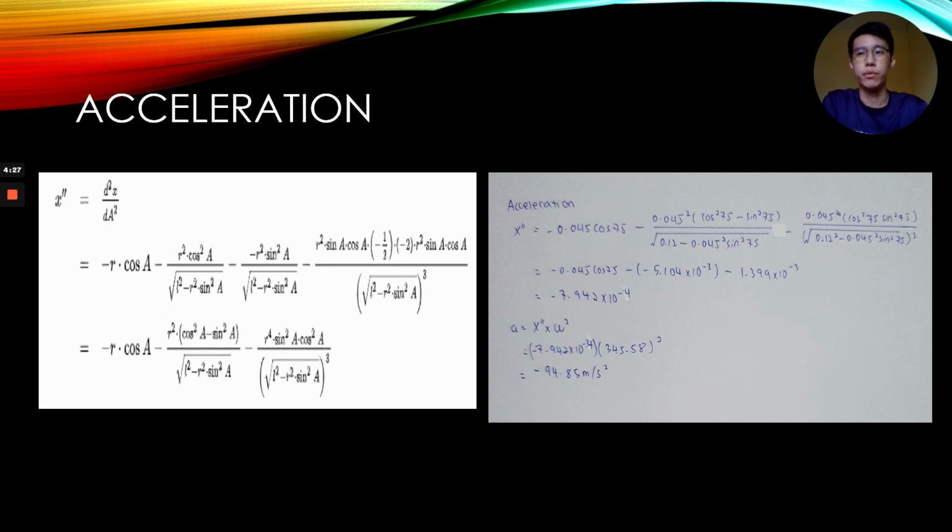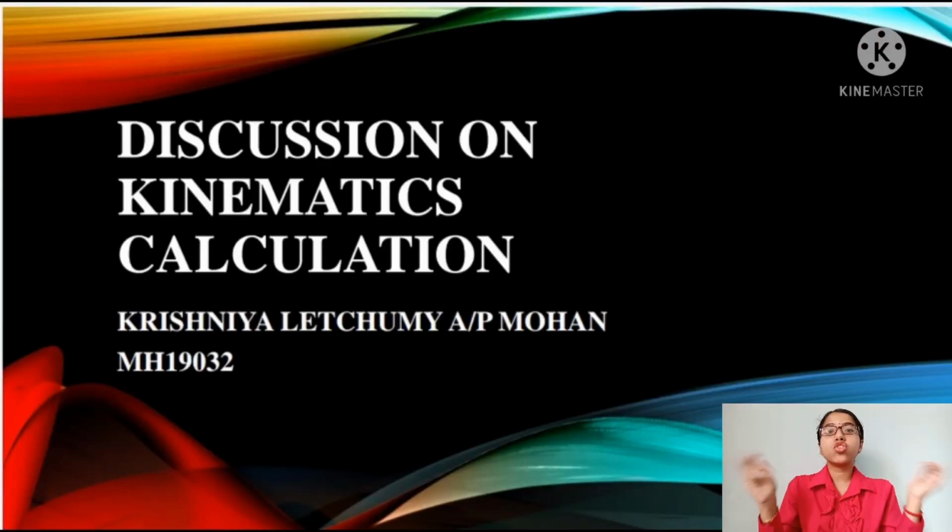And last but not least, by calculating the acceleration, we derive again for the second time of the equation, then substitute it, and we will get negative 7.942 times 10 to the power of negative 4 for x double prime. Then we multiply again by the rotational speed squared, and then we will get an acceleration of negative 94.85 meter per second squared. Okay, so that's all from me. Thank you. A very good day to everyone.